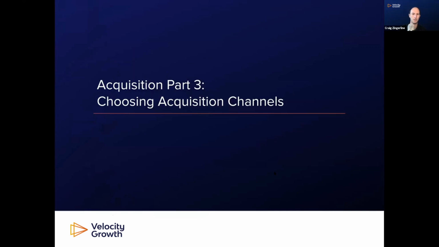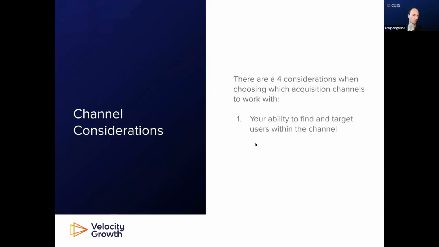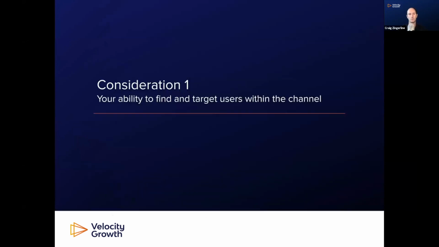Okay, the next section is around choosing acquisition channels. And so here, what you want to think of are these four main considerations. Number one is, can you actually find users in a given channel? Because you may or may not in each channel. What's the volume from the channel? What's the cost to be in that channel? And can you win in the channel? And I'll explain what each of these are as we go here.